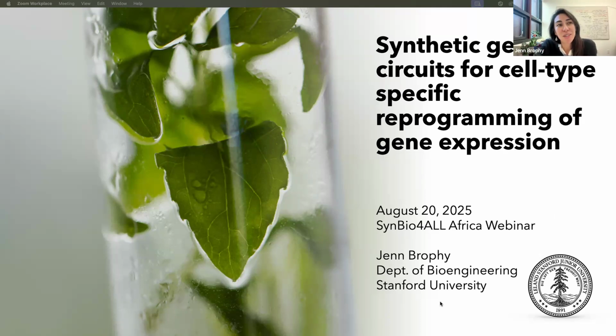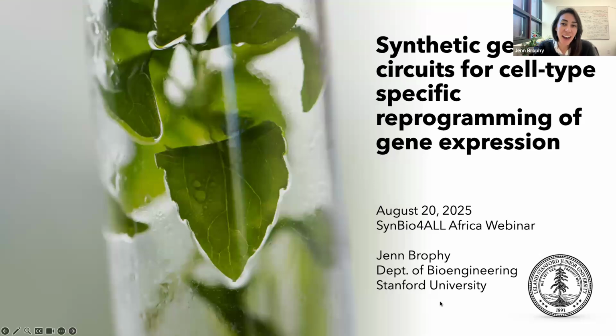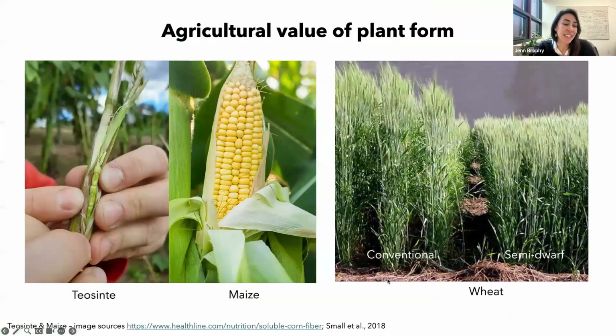I'm going to talk to you today about work in my lab where we're trying to engineer synthetic genetic circuits for cell type specific reprogramming of gene expression. At a high level, my lab is interested in engineering the size and shape of plants, because in plants, like in all biological systems, size and shape are important determinants of function. If we can figure out how to engineer the size and shape of plants, I think we can create some new and really useful plant varieties.